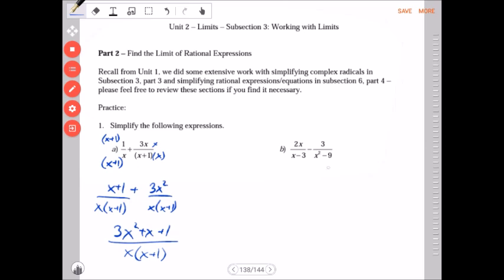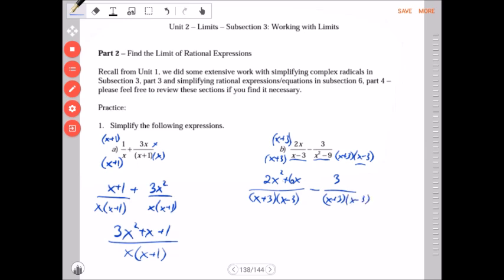Same thing here. Before we get a common denominator, though, we should factor that. That's x plus 3, x minus 3. Oh, look, he's got the x minus 3 just like him. So really, to get a common denominator, I just have to times this one by x plus 3. Doing that to the tops, I get 2x squared plus 6x all over x plus 3, x minus 3, minus 3 over x plus 3, x minus 3.